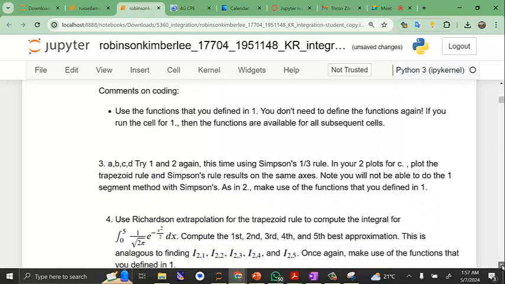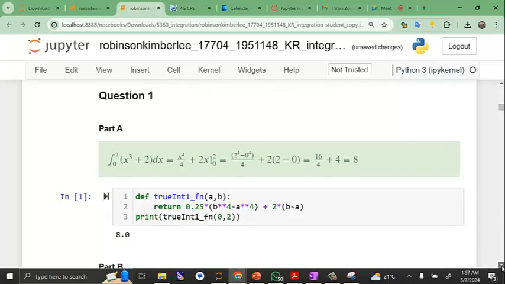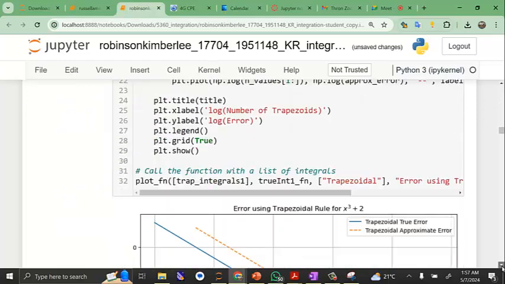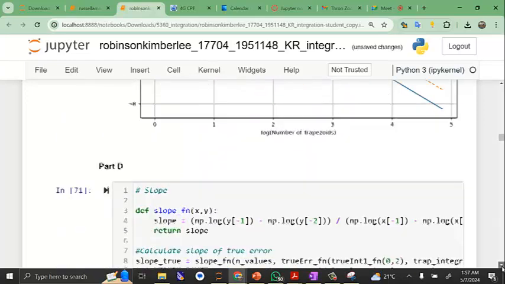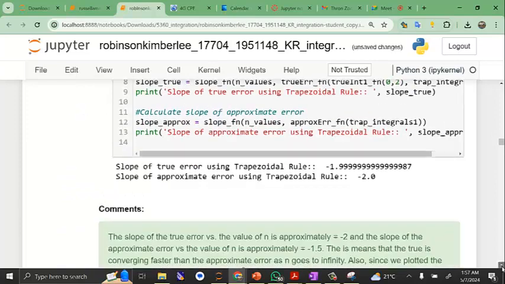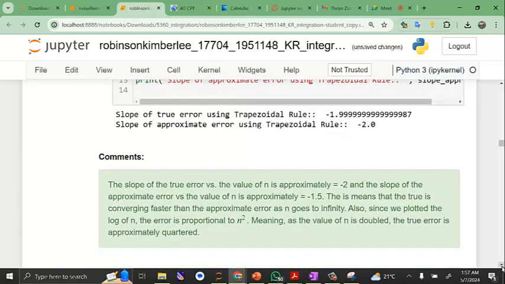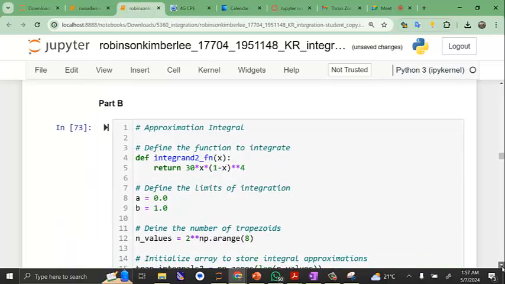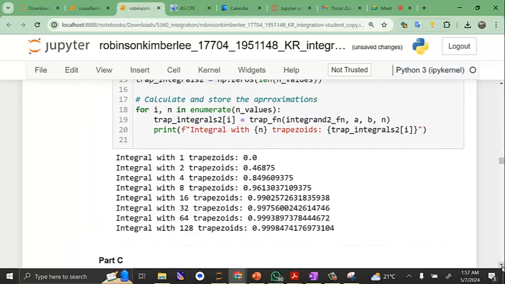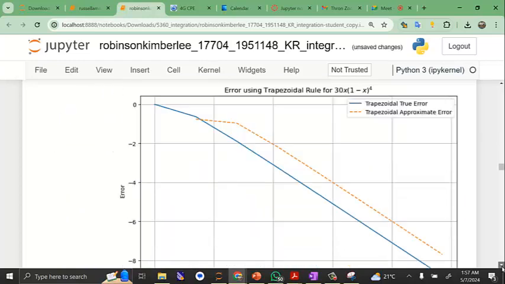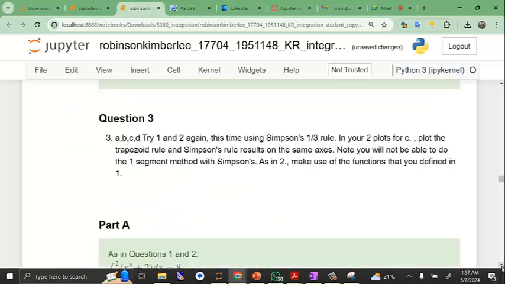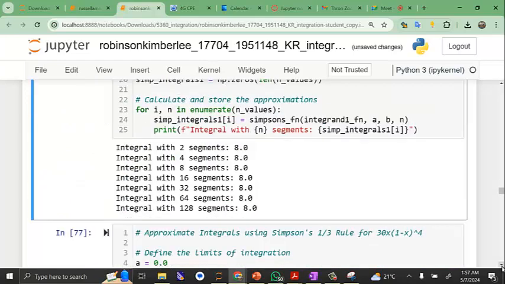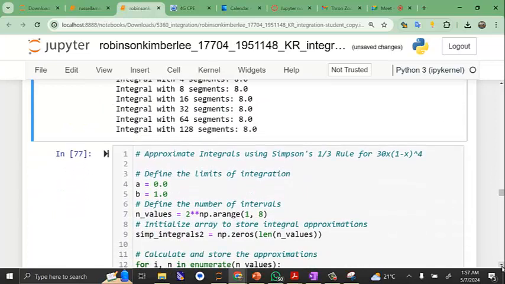Now this does pose some challenges for plotting, because if your true error is 0, your approximate error is 0, and you try to plot logs of those, they don't plot. So I guess in that case you really shouldn't even plot them, because if you plot log of 0, you get minus infinity. So let's see if we go down to Simpson's rule. So, I mean, there's 0 error, so you really can't even plot it.